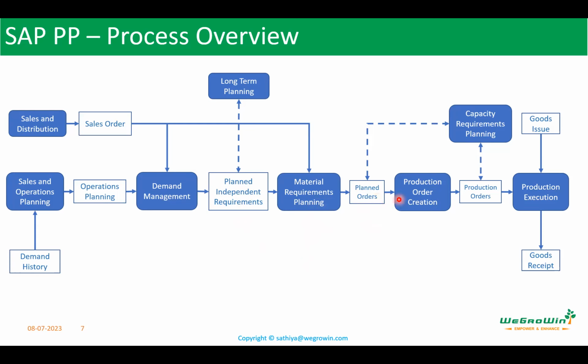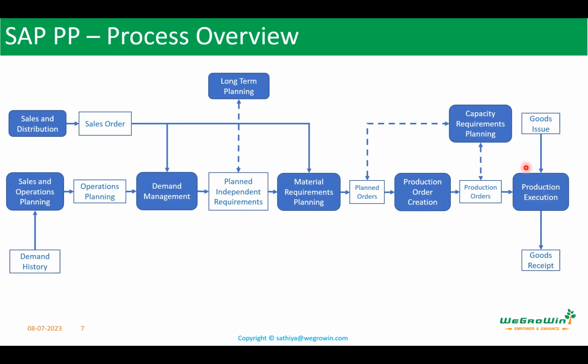The planned orders will be converted into production orders. Then from the production orders, we can also check whether the capacity requirements are coming there or not. And then production will be executed. To execute the production, we have to issue the goods and also receive the product which is produced.